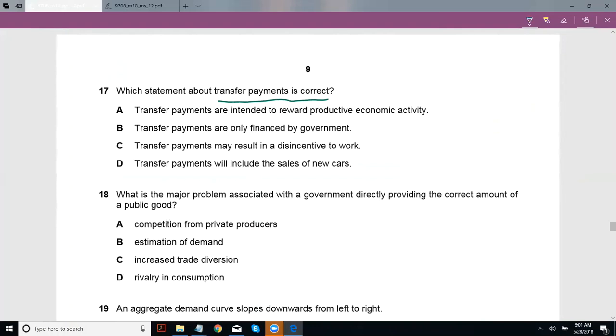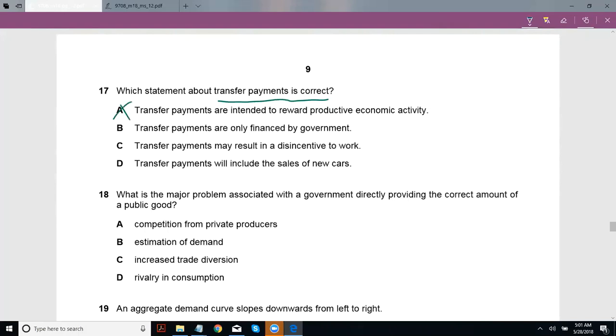So it's like when your grandmother gives you your pocket money, you haven't done anything in exchange for that or to deserve it. She just gives it to you. A more realistic example is unemployment benefits. You're not doing anything. It's not like you're providing them a service for which the government is paying you. You're just there and the government is paying you. Something of that sort. So, transfer payments are intended to reward productive economic activity?